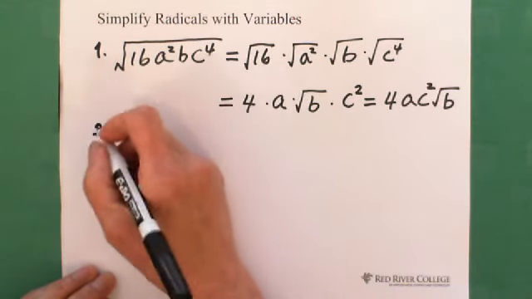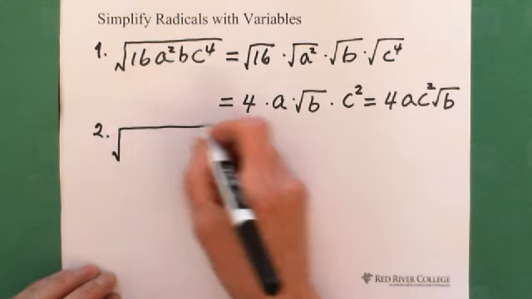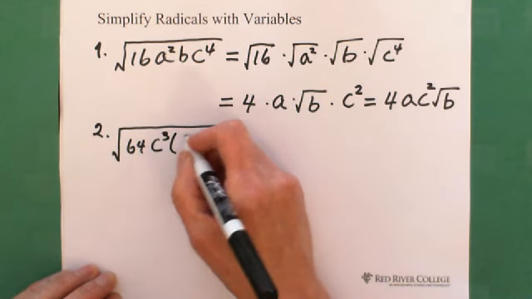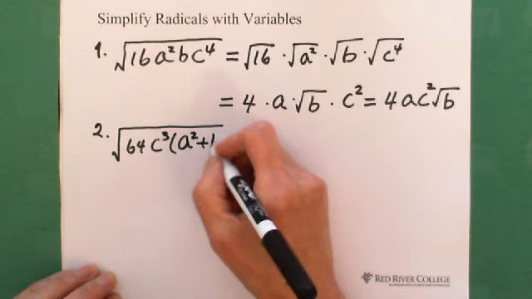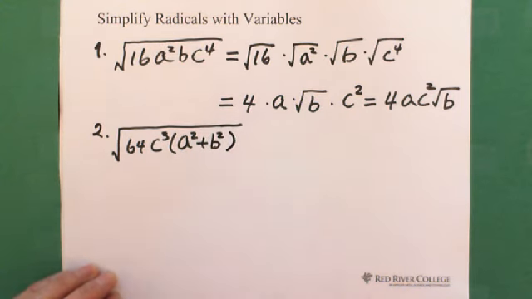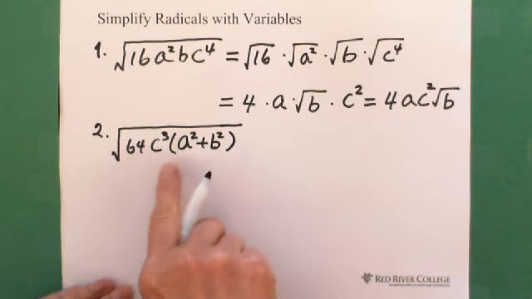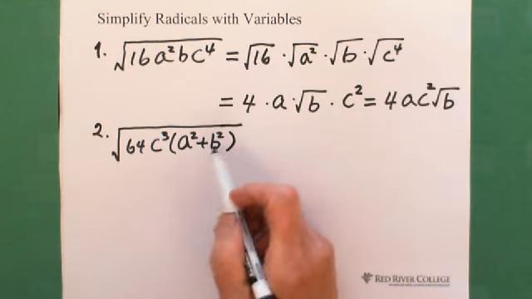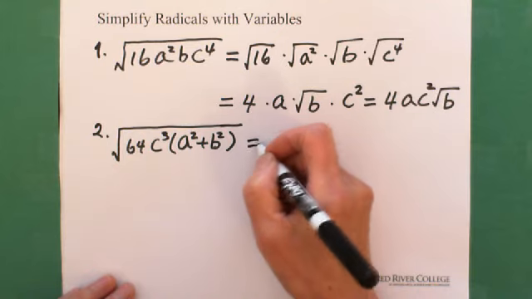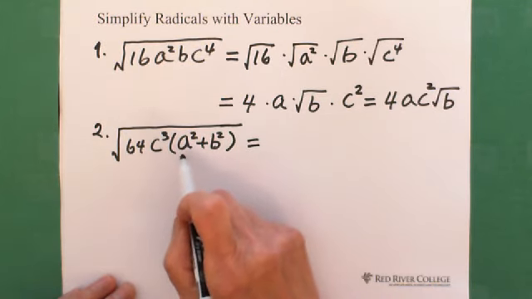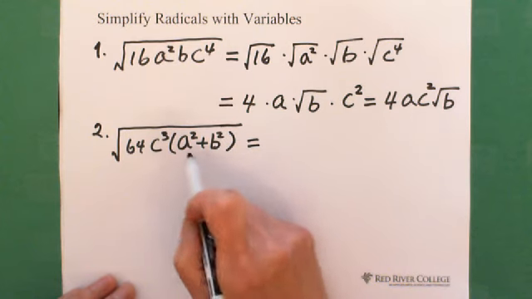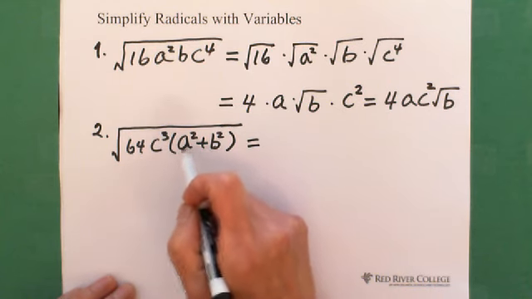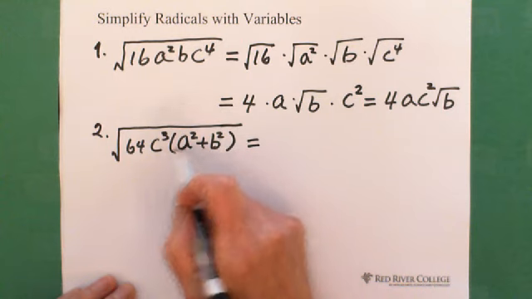Second question, we have the square root of 64 times c cubed, multiplied by a squared plus b squared. The difference between the second question and the first question is that we have a squared plus b squared. So we need to be careful with this one, because a squared is one term and b squared is another term. You have two terms. The 64c cubed is a common factor with a squared and b squared. That's why they pull out.